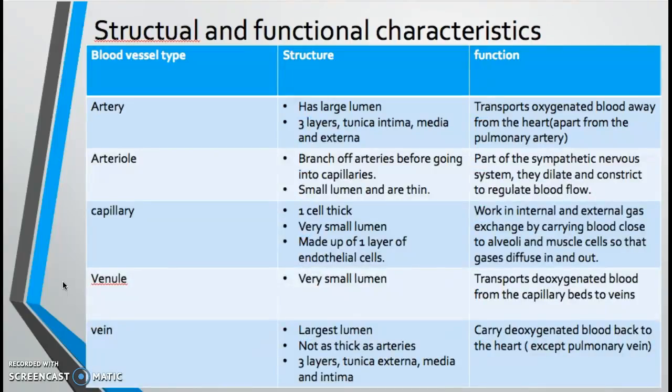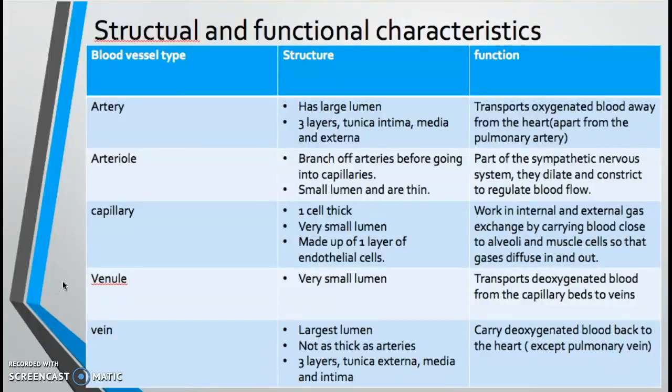So the structure and function of an artery is that it has a very large lumen, but not the largest. This is so that it can allow a lot of blood through at a time. It has 3 layers: the tunica intima, media and externa. So that's just 3 separate layers, the inner, middle and outer. It transports oxygenated blood away from the heart, apart from the pulmonary artery.